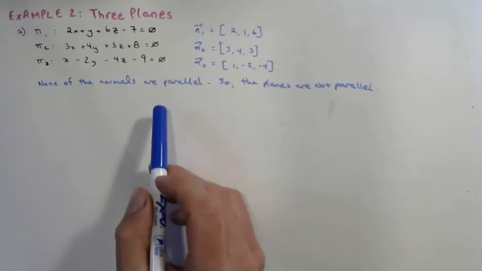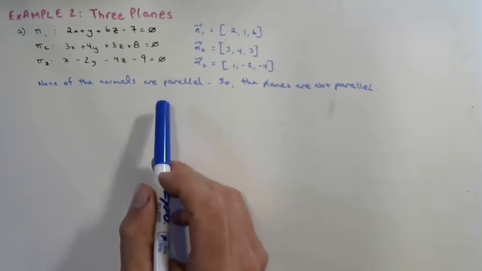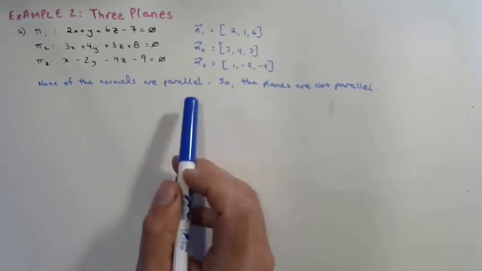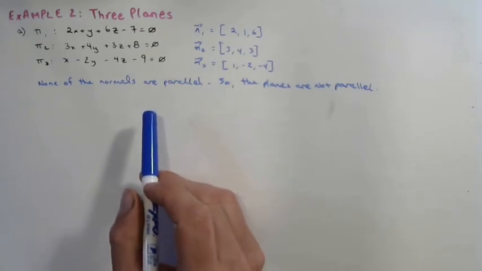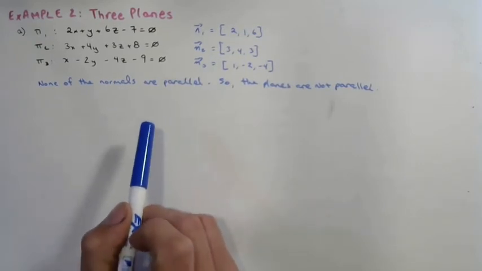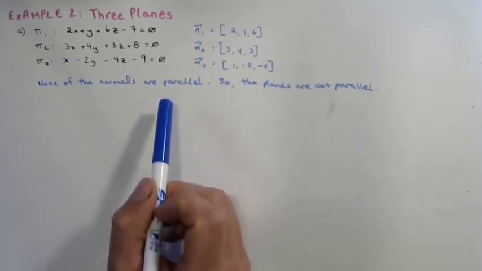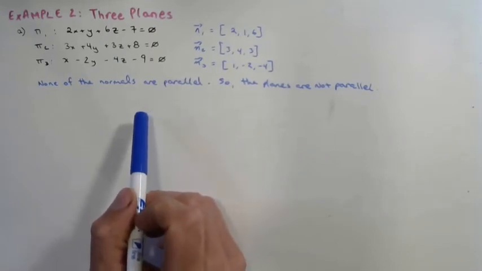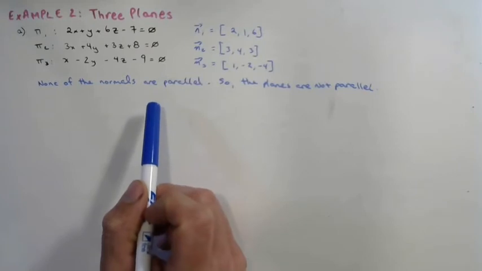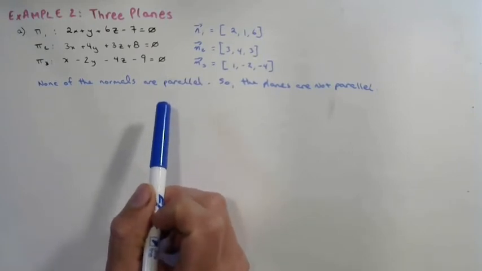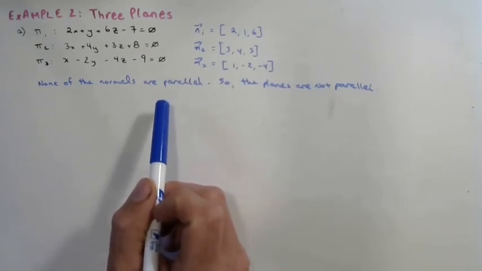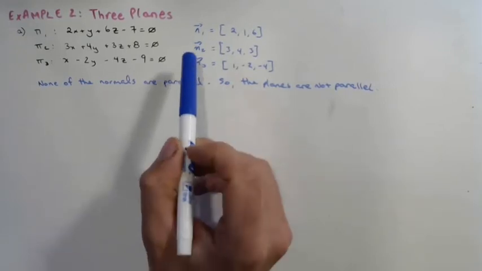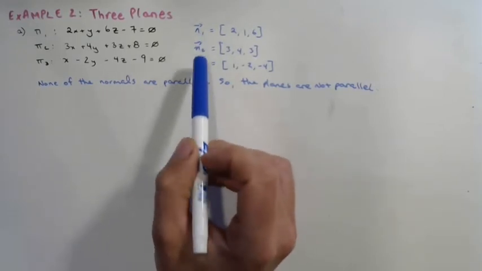So none of the normals are parallel, therefore the planes are not parallel, so they're not going to be coincident. What we need to figure out is, they're going to intersect, but are they going to intersect at a point, or are they going to intersect along a line? Remember, if they are going to intersect along a line, then the normals are going to be coplanar.